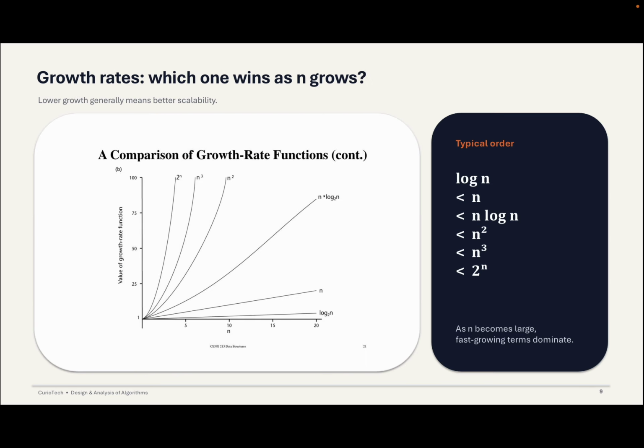These are the growth rates, and you can see log n would be the least one, then n log n, then n square, n cube, 2 to the n, n factorial and so on. Alright, this is the typical order of growth rate, and you can also say a comparison of the growth rate functions.